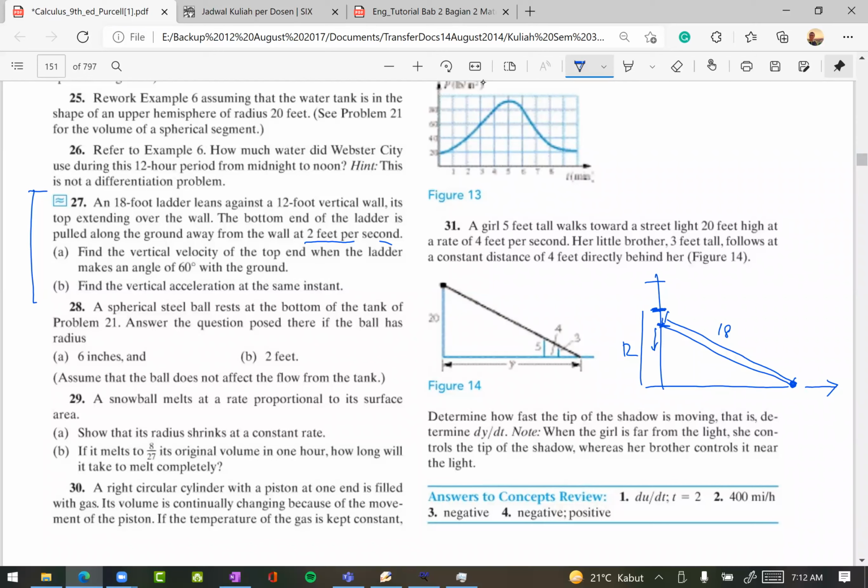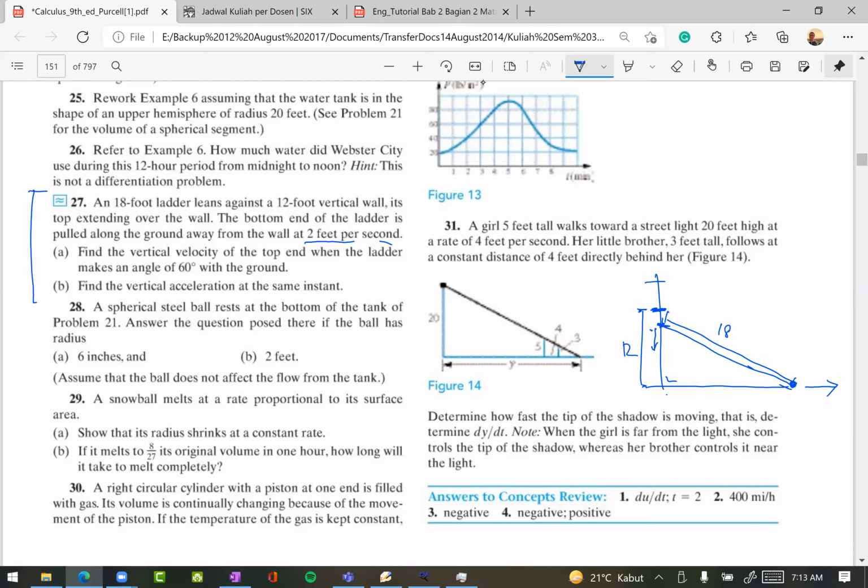But you observe that you have a right triangle here. The hypotenuse is always 18. 12 is the length of the wall, the height of the wall. So this is 18, and this height is decreasing, but the space is increasing in length. Okay, so that's what you have. So this is the question.